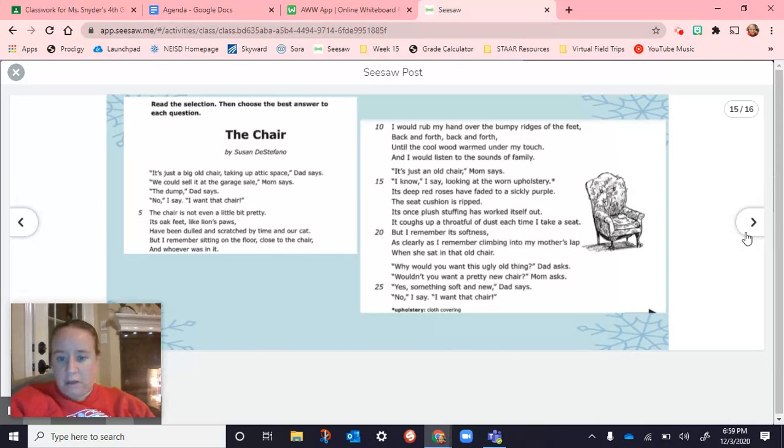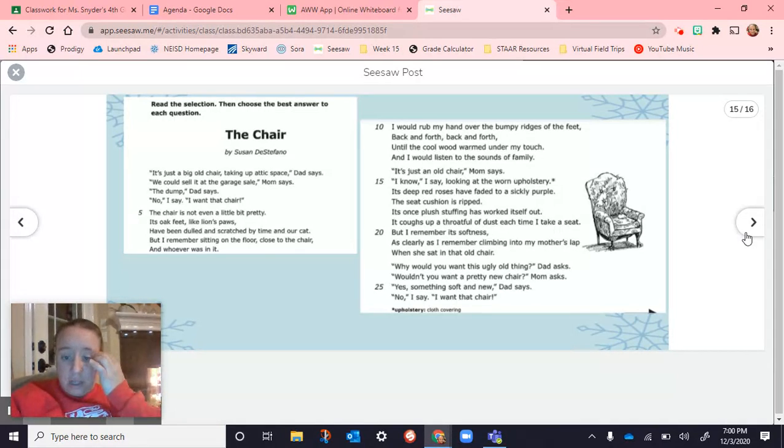It's just an old chair, Mom says. I know, I say, looking at the worn upholstery. Its deep red roses have faded to a sickly purple. The seat cushion is ripped. Its once plush stuffing has worked itself out. It coughs up a throatful of dust each time I take a seat. But I remember its softness as clearly as I remember climbing into my mother's lap when she sat in that old chair. Why would you want this ugly old thing? Dad asked. Why wouldn't you want a pretty new chair? Mom asked. Yes, something soft and new, Dad says. No, I say, I want that chair.